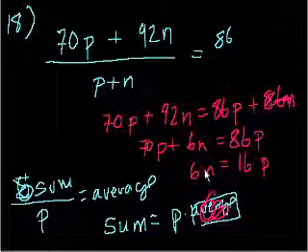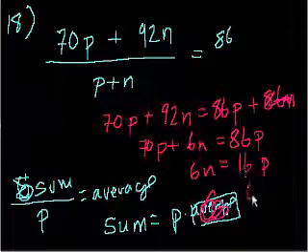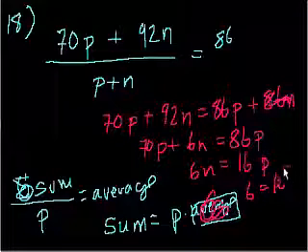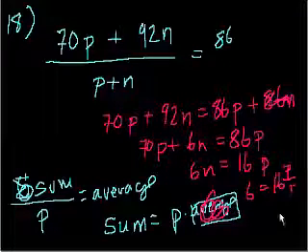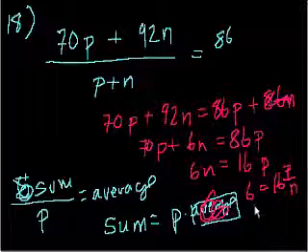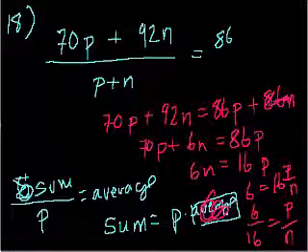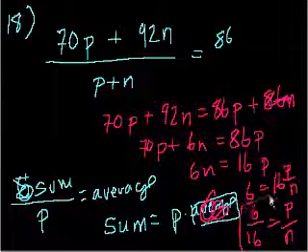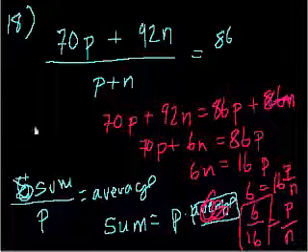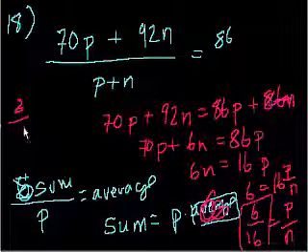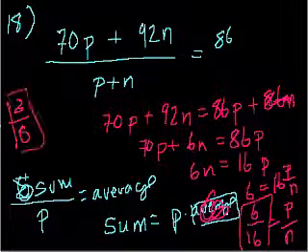We want to know P divided by N. So if we divide both sides by N, you get 6 is equal to 16P over N. Now divide both sides by 16, and you get 6 over 16 is equal to P over N. Of course, we can reduce 6 over 16. It's the same thing as 3 over 8. That is our answer for P over N.